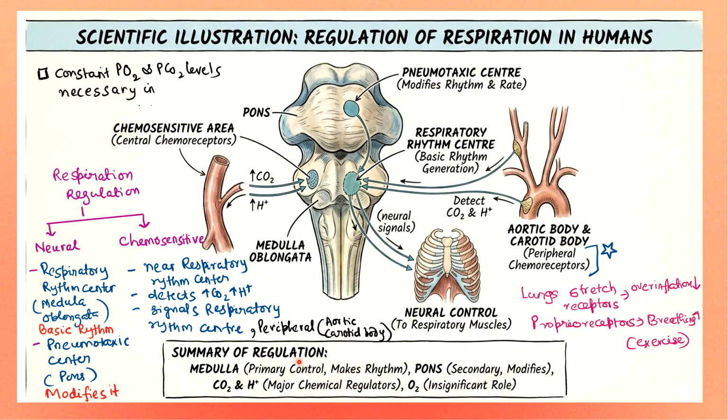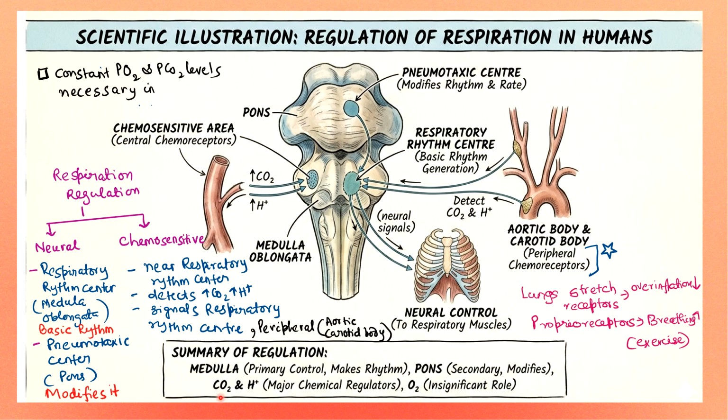To summarize the regulation of respiration, we have the medulla, in which we have the respiratory rhythm center. It is for the primary control and making the rhythm. Also, we have the pons, which is the secondary regulation system, and it modifies the rhythm and the rate. This is your neural regulation.